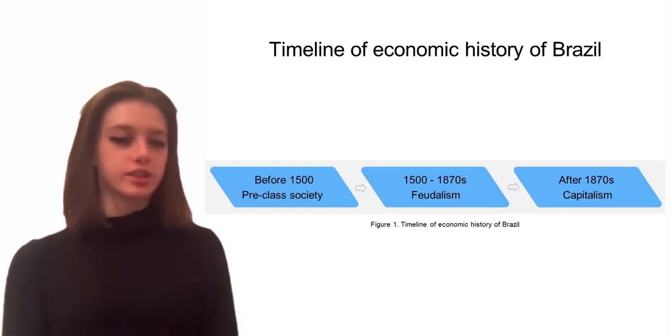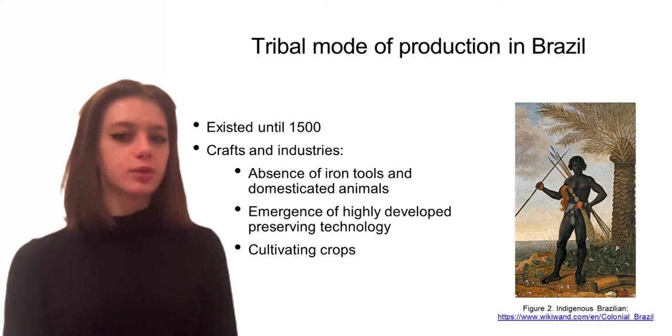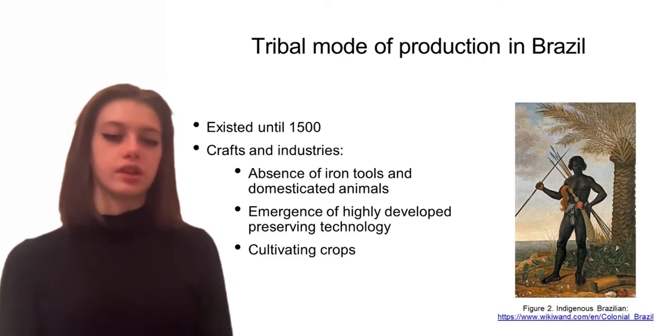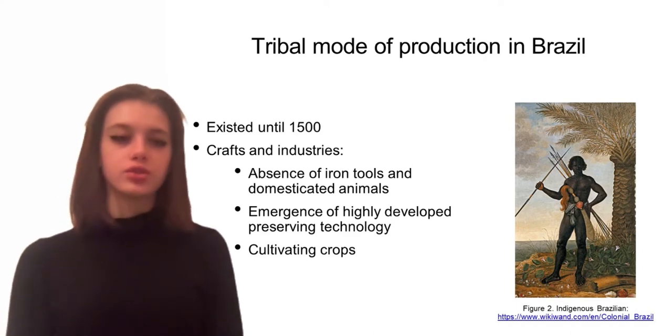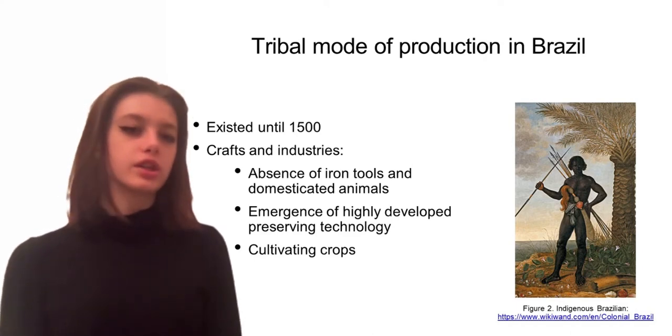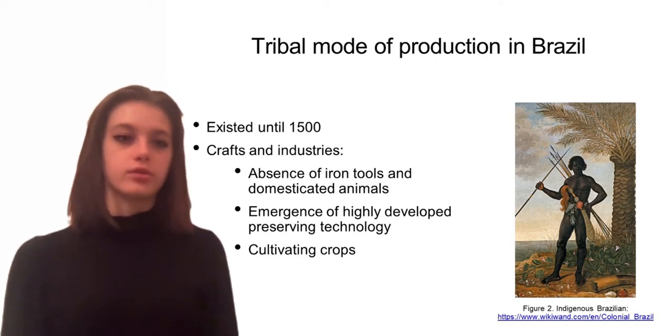It consists of three sections in terms of modes of production which Brazil passed through. The first mode is the pre-class society. This mode existed in Brazil until the Portuguese colonialism. Also, we should highlight that the pre-colonial Brazilian agriculture involved highly developed preserving technology. Moreover, Brazilians cultivated a wide range of crops.